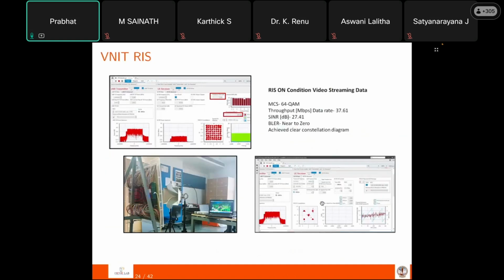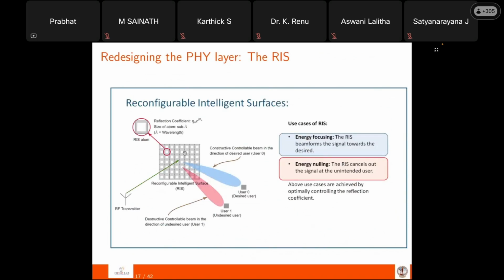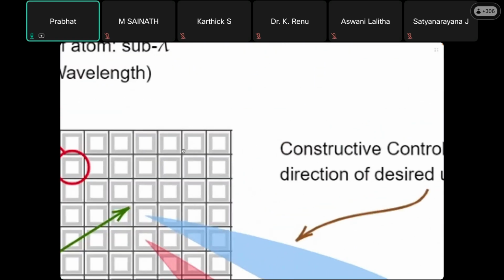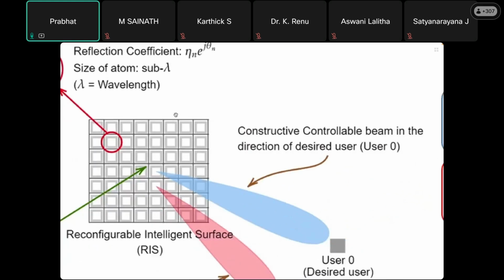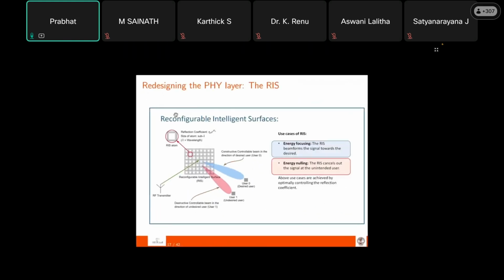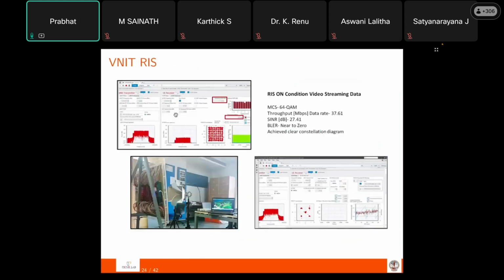Let me explain what this spatial correlation is. I'm just zooming it out. This is one element, and this is the other element, and the spacing between them is this. Because these elements are of sub-wavelength size, lambda by 2 or lambda by 5, whenever a signal of wavelength lambda strikes any of these elements, it falls upon more than one element. So there would be a correlation between the reflected parts going out of these two adjacent elements. That is called the spatial correlation.